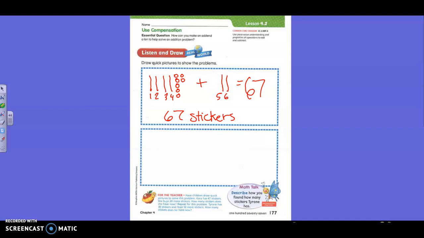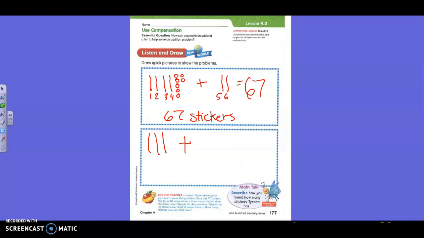All right, here's the next one. Tyrone has 30 stickers. He buys 52 more stickers. How many stickers does he have now? So he had 30 to begin with, so how do I draw that? 3 tens. No ones, right? No ones.